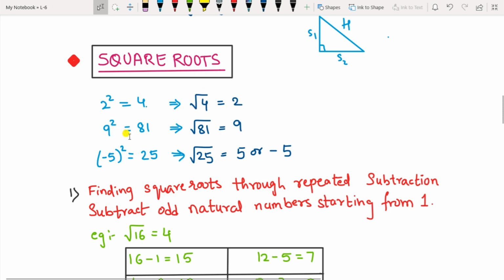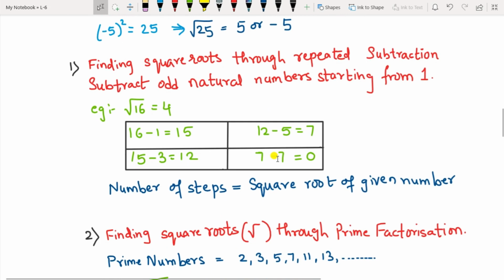Similarly, 9 square is 81, so under root of 81 equals 9. Minus 5 square is 25. Under root of 25 is 5 or minus 5. So the square can be of any number, either positive or negative, and so the root can also be of either kind, that is plus 5 or minus 5, a positive number or a negative number.